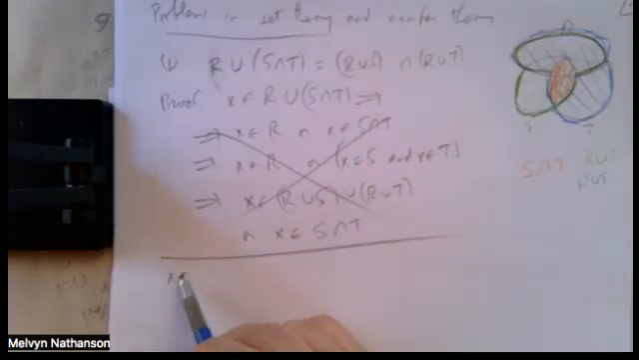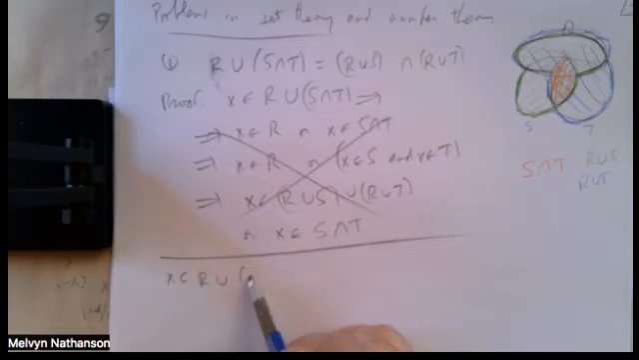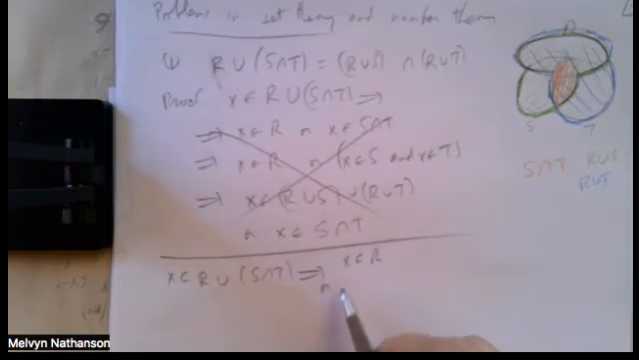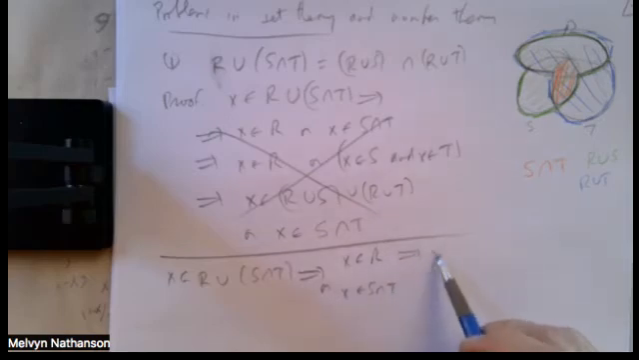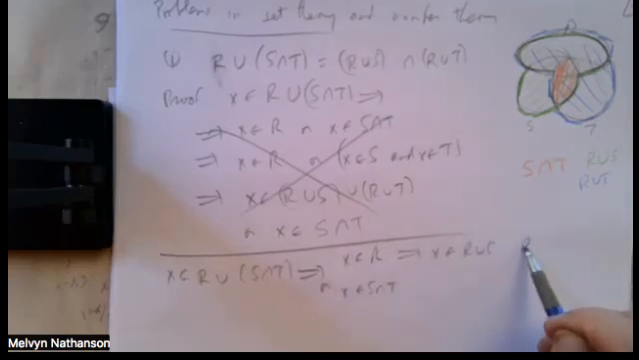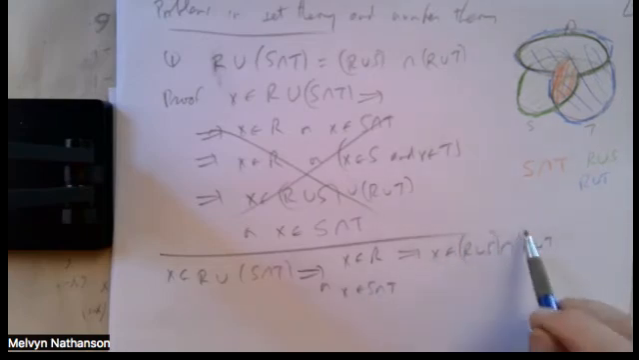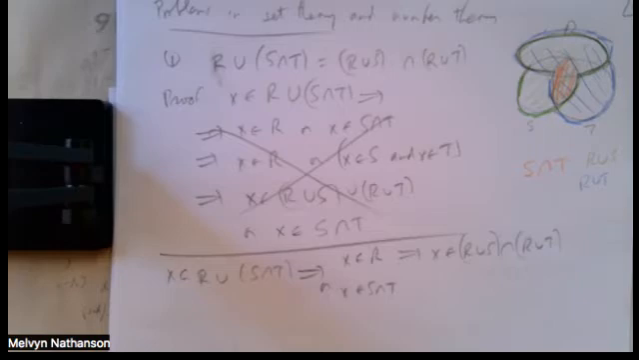So if x is in R union (S intersect T), then there are two possibilities. Either x is in R or x is in S intersect T. If x is in R, then x is certainly in R union S and R union T, because each of these contains R. So x is in the intersection of these two sets.